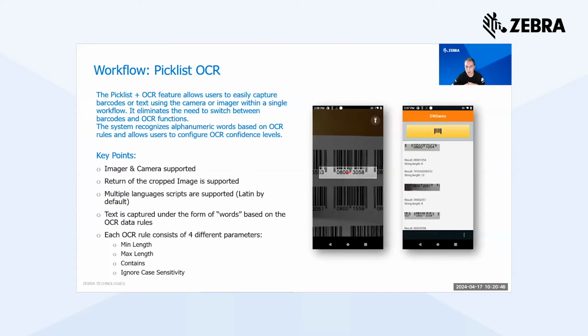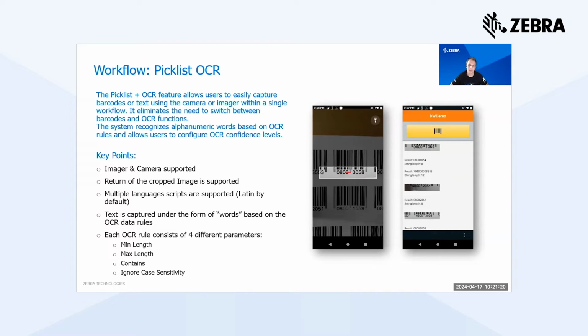Each rule will consist of 4 different parameters: the minimum length, the maximum length, and the contains, which will consist of a set of alphanumeric characters. We can also specify the ignore case sensitivity as well. The text in this case will be captured in the form of words based on the defined OCR data rules that we are setting.